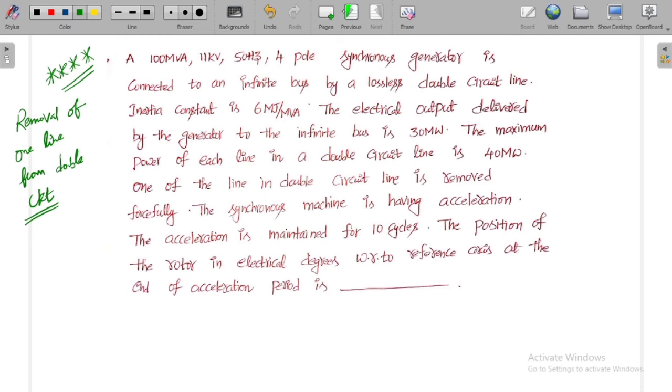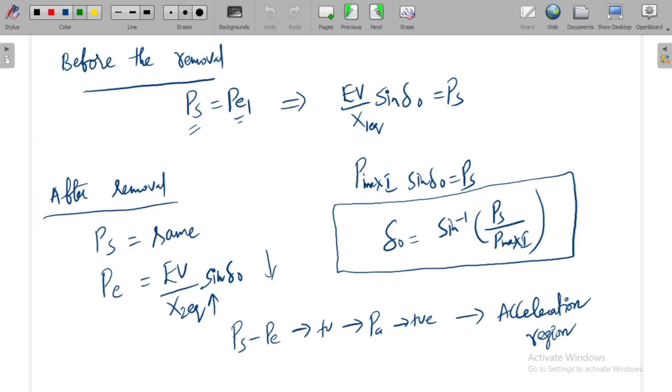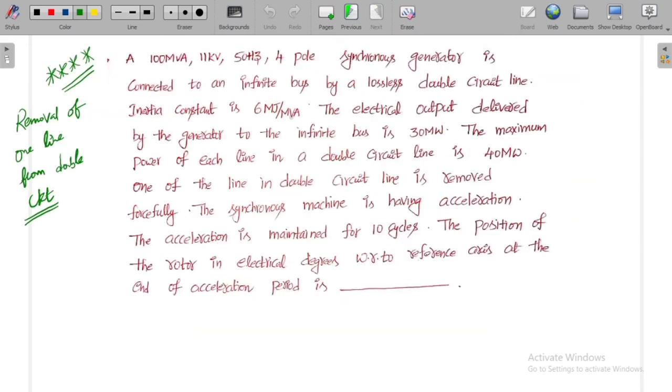It looks like this. You have a synchronous generator which is connected to a transformer, and it is connected to a double circuit line, and this double circuit line ends with an infinite bus. This is the circuit configuration given in the problem. The inertia constant of the machine is 6 megajoules per MVA, which is the H value. The electrical output delivered by the generator to the infinite bus is 30 megawatts. The maximum power of each line in the double circuit line is 40 megawatts, and here one of the lines in the double circuit line is removed forcefully.